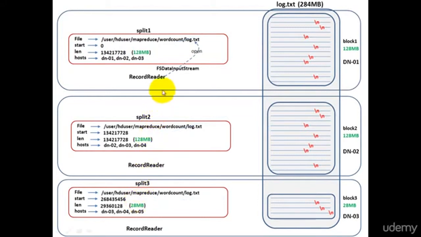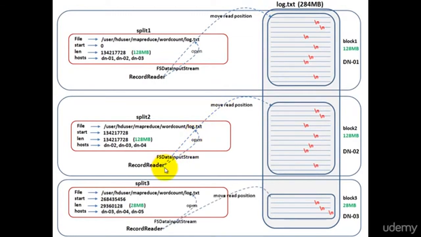Now the record reader in the first map task will open the file using fs data input stream. And then it will move the read pointer to the start offset. In this case, the start offset is 0. After moving its read pointer to the start offset, it will start reading each record from that offset. Similarly, the record reader in second map task and the record reader in third map task will open the file using fs data input stream and move the read pointer to the respective start offset, and then they will start reading records from that offset.